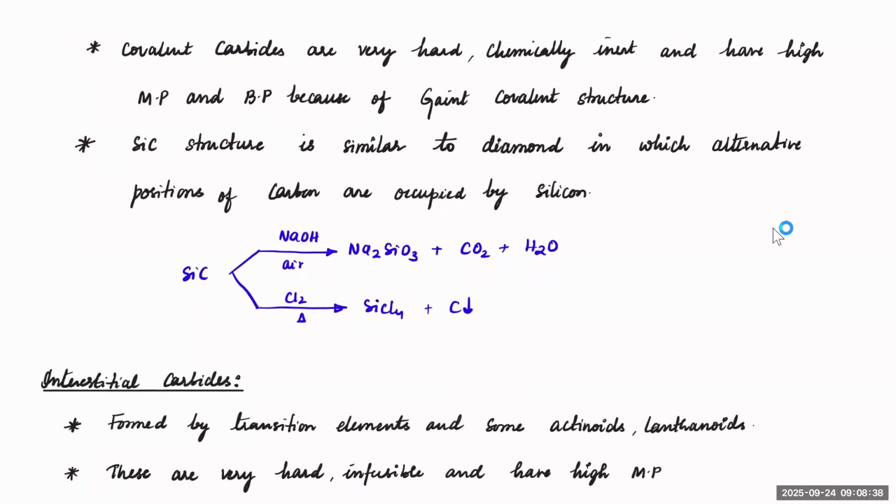Next, covalent carbides are very hard, chemically inert, and have high melting and boiling points because of their giant molecular structure. In fact, SiC structure is very similar to diamond, in which alternate positions of carbon are occupied by silicon. Clear?